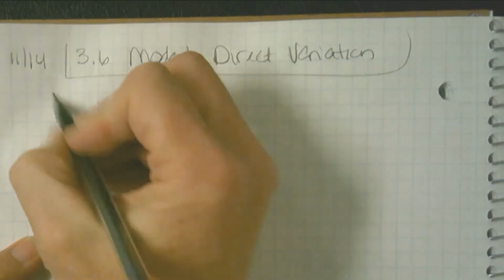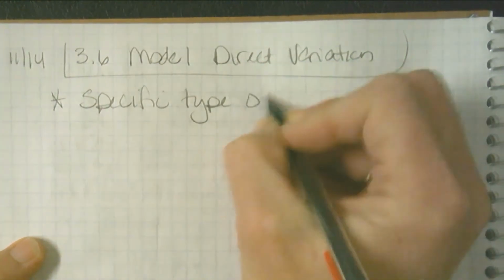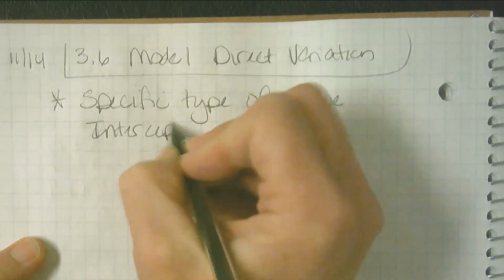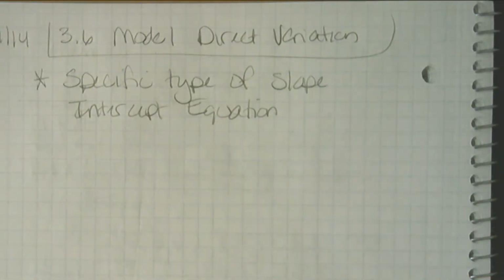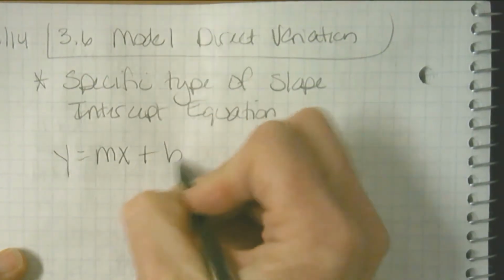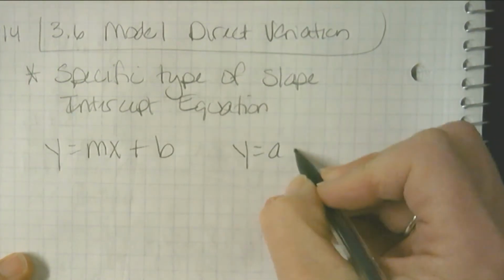All right, so direct variation is a specific type of slope-intercept equation. Now, the form of it is very similar to slope-intercept form, because it is a type of slope-intercept form, but rather than having a slope... All right, so slope-intercept form is y equals mx plus b. Direct variation is y is equal to a times x.